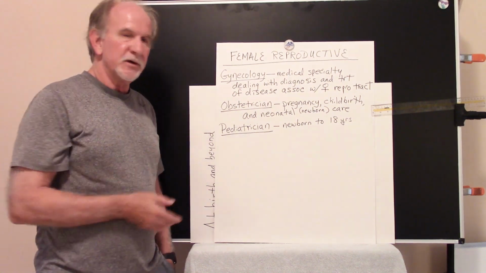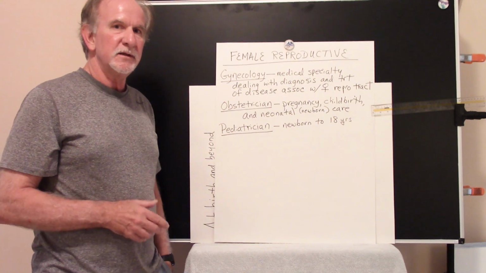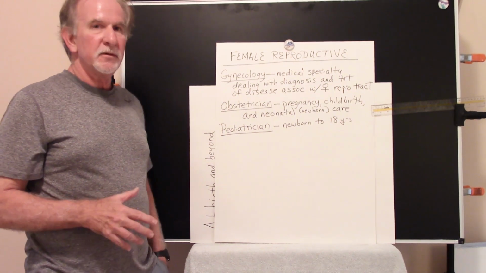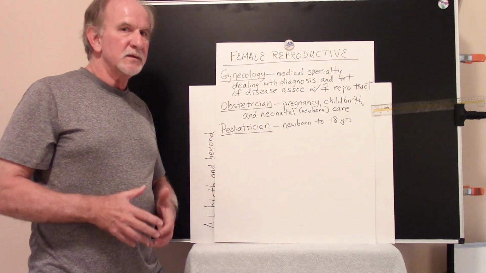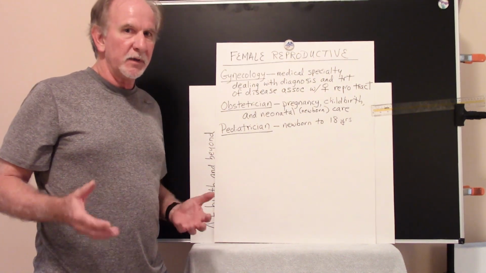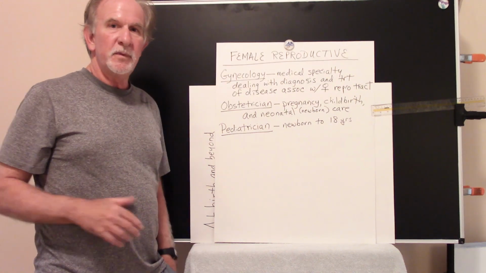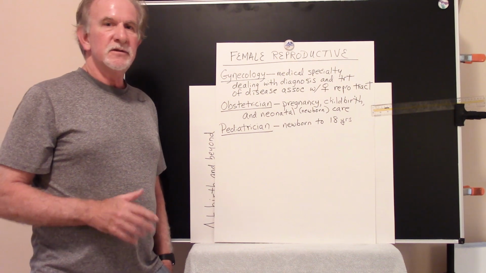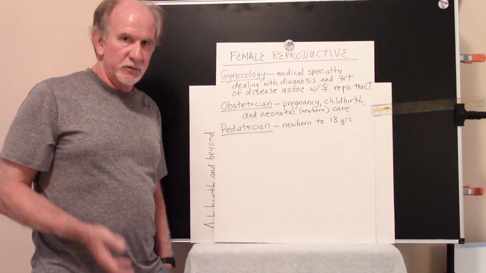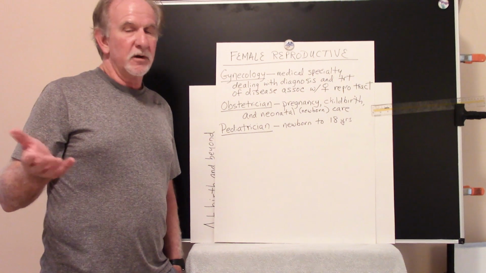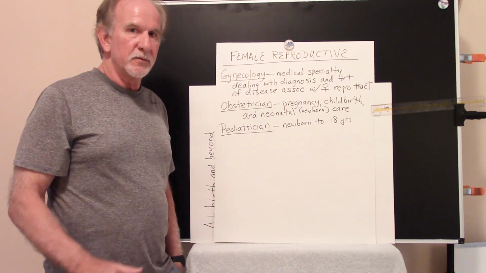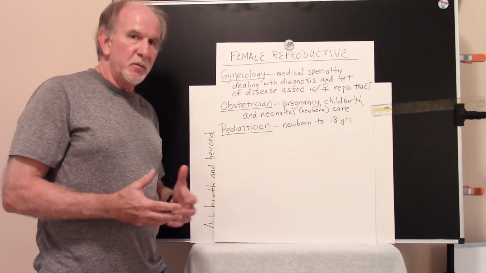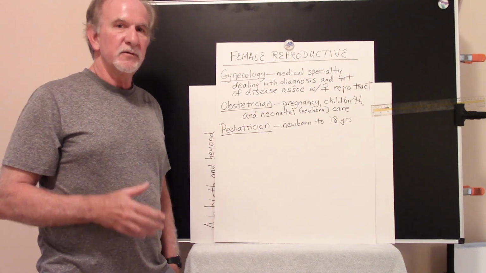And then you've got an obstetrician. An obstetrician is a physician who deals with pregnancy, childbirth, and what's called neonatal care. And that means at childbirth, if there's any complications, then an obstetrician would be able to handle those. A pediatrician is who the newborn is turned over to. And that would honestly happen in the maternity ward soon after birth. So a pediatrician picks up a newborn and takes them through the age of 18.